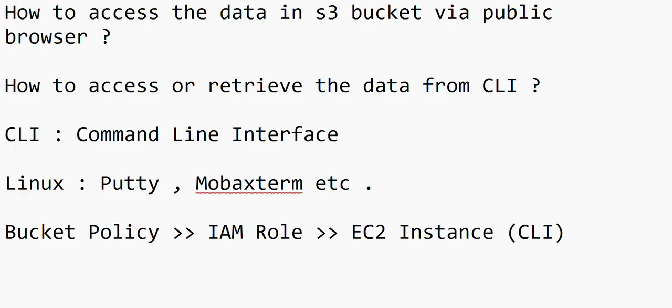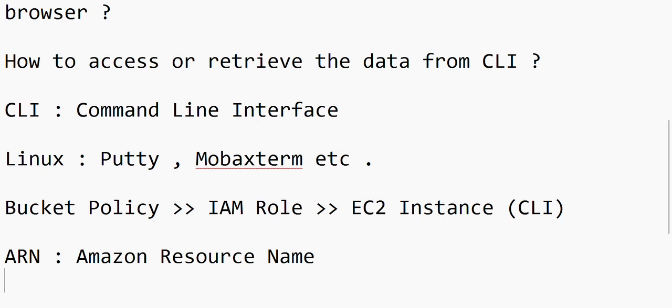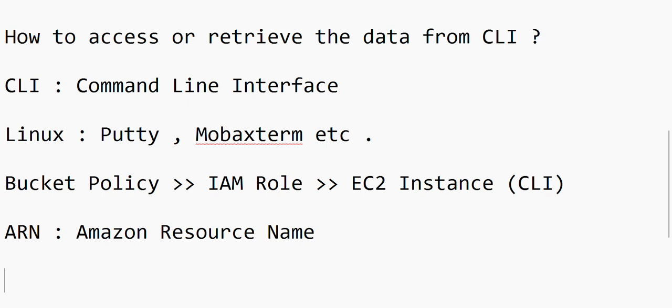ARN stands for Amazon Resource Name. It is a unique identifier for AWS resources, including those in Amazon S3. It is used to specify resources across AWS services and in IAM policies to grant access. I am taking that ARN here.